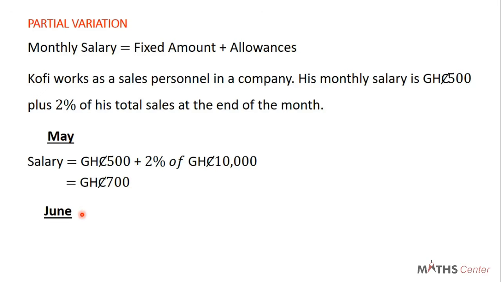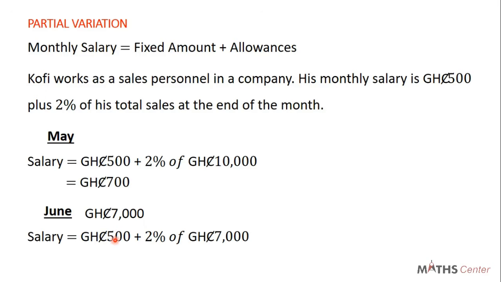Let's say that in the month of June, Kofi made a total sales of 7,000 Ghana cedis. So his salary is going to be 500 Ghana cedis plus 2% of his total sales, which is 7,000 Ghana cedis. 2% of 7,000 Ghana cedis will give us 140 Ghana cedis. And you add that to 500 Ghana cedis, you are going to have 640 Ghana cedis.